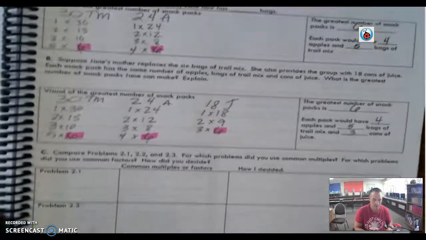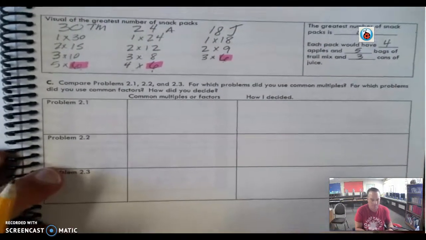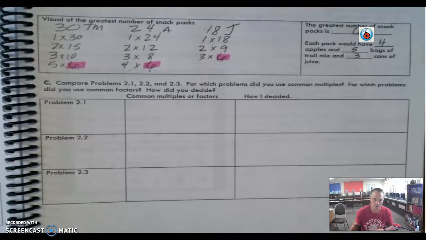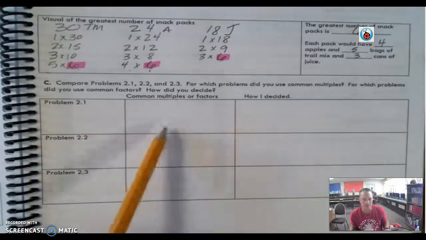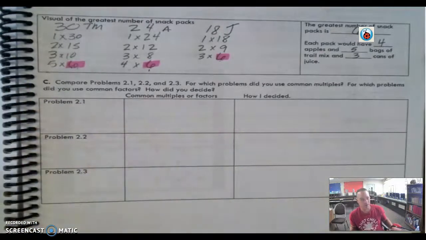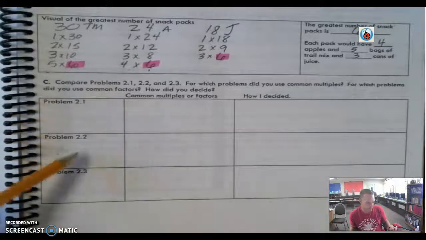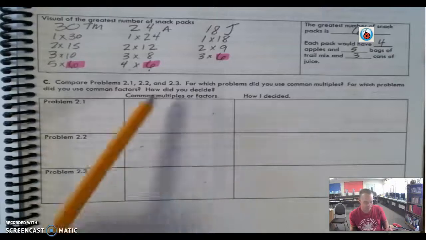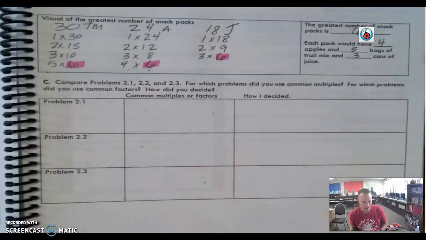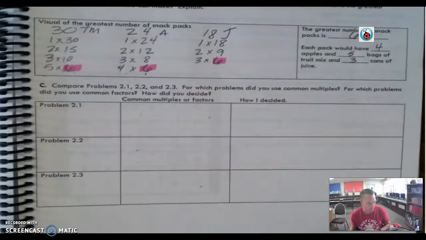So now it wants you to go down to part C: compare problems 2-1, 2-2, and 2-3. For which problems did you use common multiples and which problems did you use common factors? And then how did you decide? So this is going back in this book to lesson 2.1, 2.2, and 2.3. Did you use multiples or factors? You're only going to pick one. And how did you decide? We will cover that when we come back together. Good luck on it. If you have questions, I will be there on Zoom, or you can text me, or you can even research how to solve snacks with common multiples or common factors.